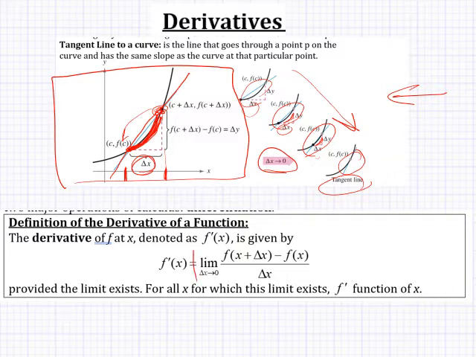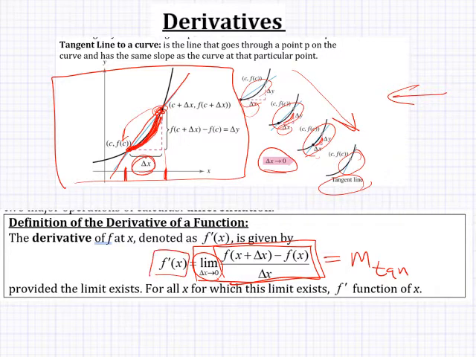And so you get this limit here, which is the limit as delta x approaches 0 of the slope of the secant line. This is the slope of the secant line. When we take the limit of it as delta x goes to 0, we then find the slope of the tangent line. So this is what we define as the slope of the tangent line, and this is exactly the derivative definition.